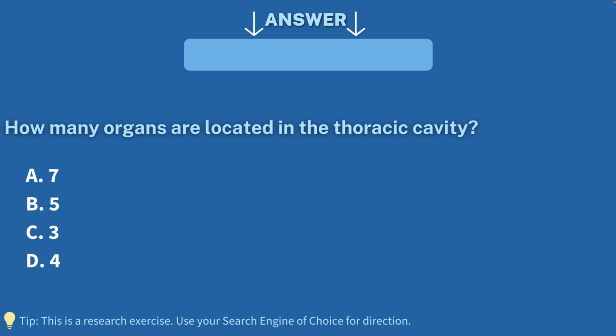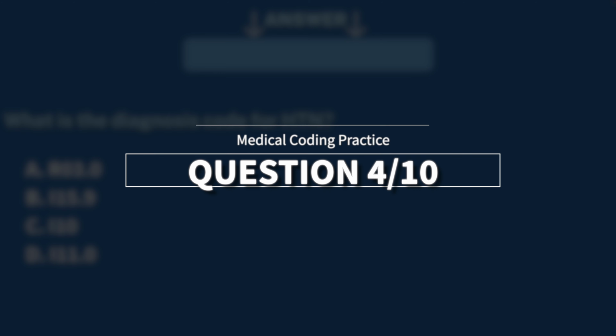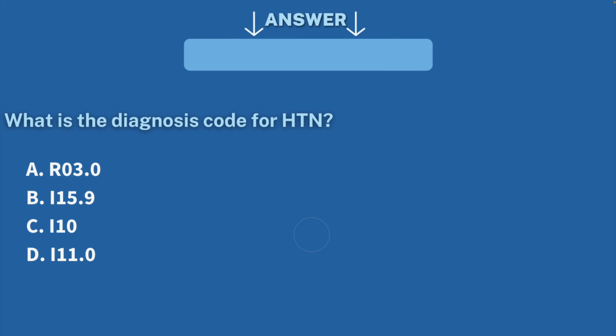And the answer is 5. When you research this thoroughly on your search engine of choice, you will come to find that there are 5 organs located in the thoracic cavity. Let's move on to the next one. Okay, this one is pretty easy. What is the diagnosis code for HTN? Go ahead and pause the video and we're going to move along for people who are following along.